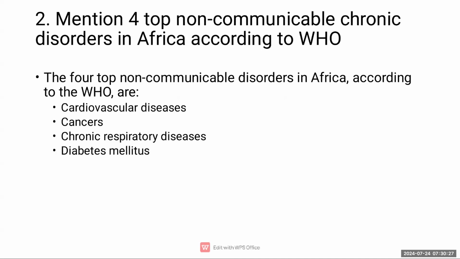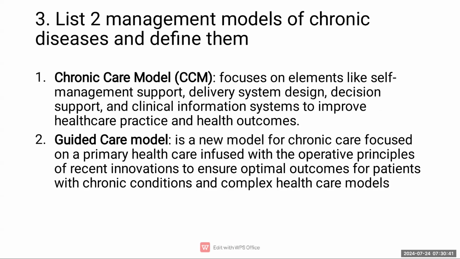Two says, mention 4 top non-communicable chronic disorders in Africa according to WHO. The top 4 here are cardiovascular diseases, cancer, chronic respiratory diseases, and diabetes mellitus. List 2 management models of chronic diseases and define them. Number 1 here is the chronic care model, which focuses on elements like self-management support, delivery system design, decision support, and clinical information systems to improve healthcare practice and health outcomes. Number 2 is the guided care model, which is a new model for chronic care focused on primary health care that is infused with principles of recent innovations to ensure optimal outcomes for patients with chronic conditions and complex healthcare needs.